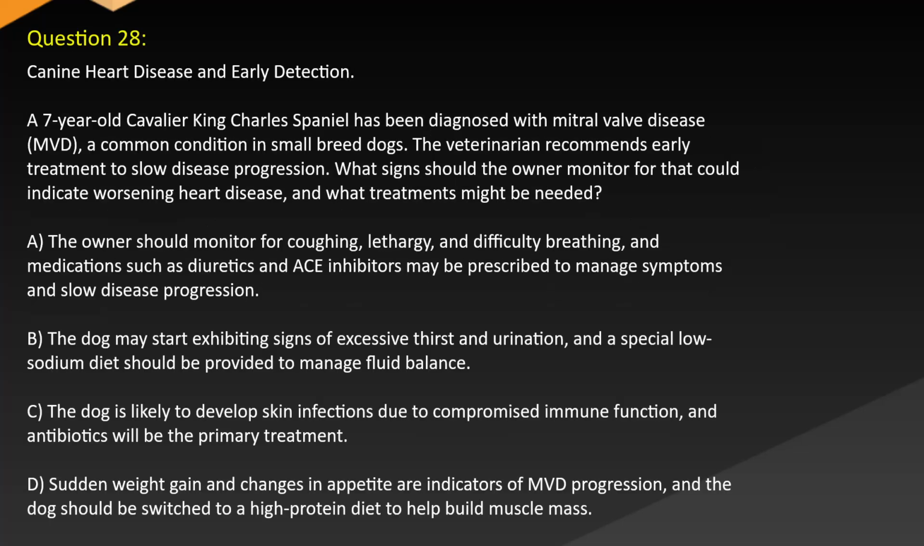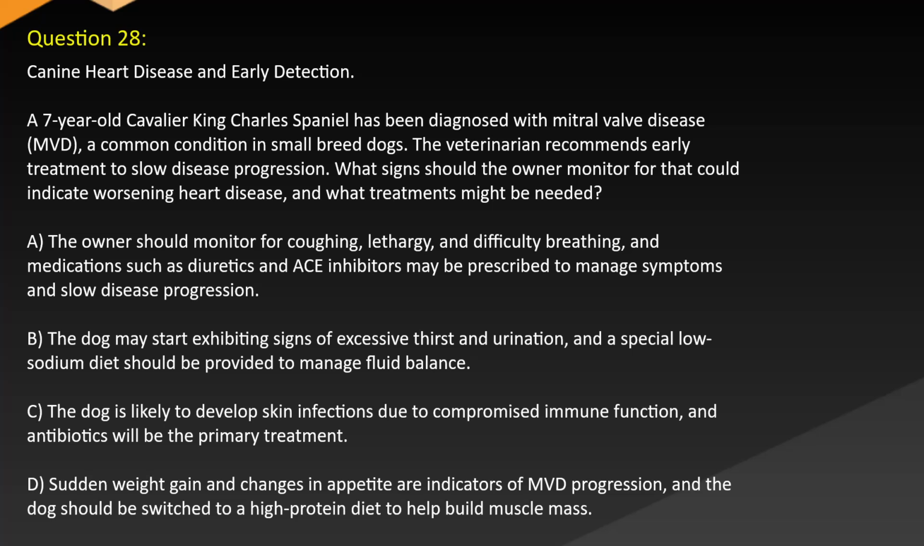Question 28. Canine heart disease and early detection. A 7-year-old Cavalier King Charles Spaniel has been diagnosed with mitral valve disease, MVD, a common condition in small breed dogs. The veterinarian recommends early treatment to slow disease progression. What signs should the owner monitor for that could indicate worsening heart disease, and what treatments might be needed?